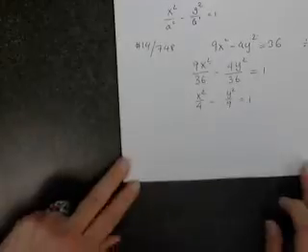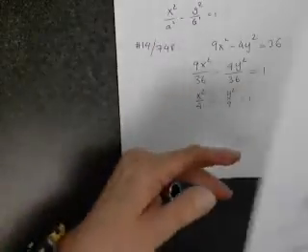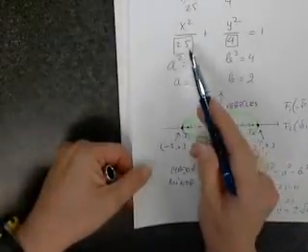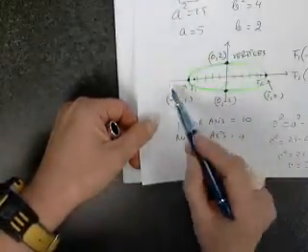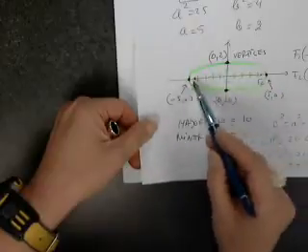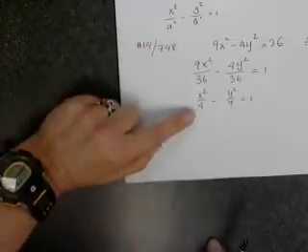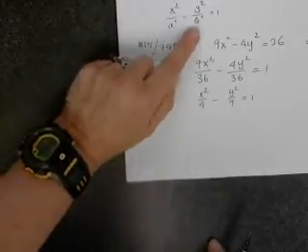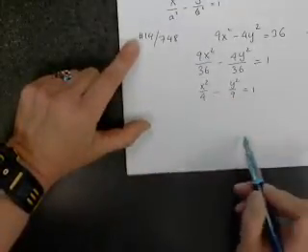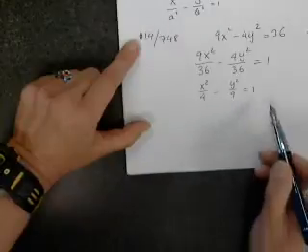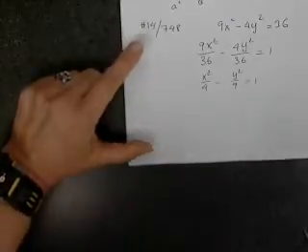Now, you notice that this is the reverse situation from before. In the previous ellipse, a squared was bigger than b squared. Because a squared was bigger than b squared, the major axis is on the x-axis. Now, in this particular case, a squared is smaller than b squared because 4 is smaller than 9. So the hyperbola will not be opening on the x-axis, but on the y-axis. Slightly more difficult situation.